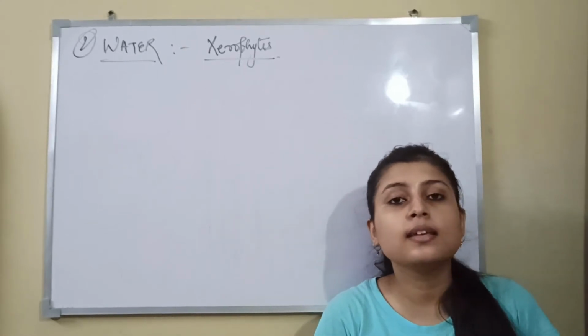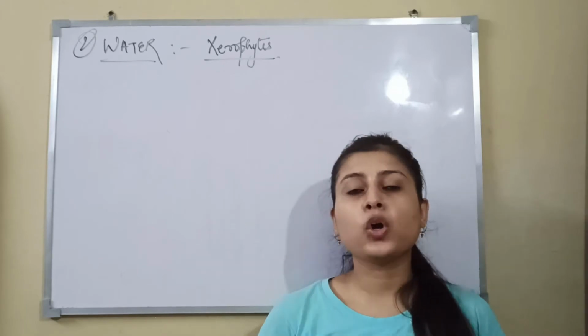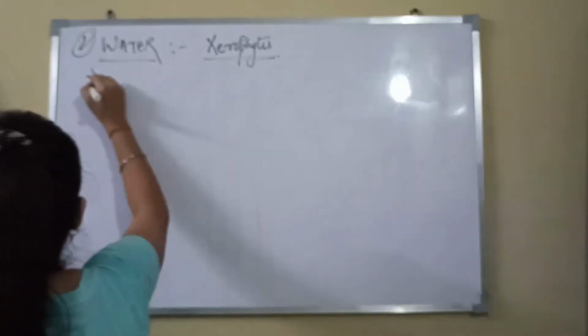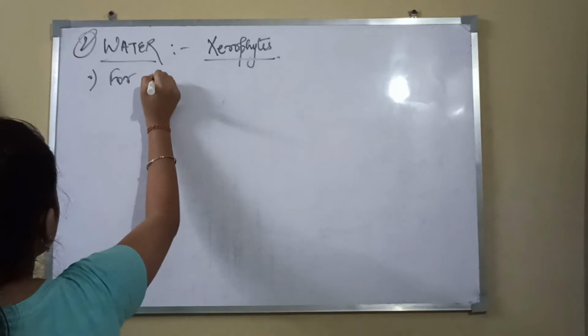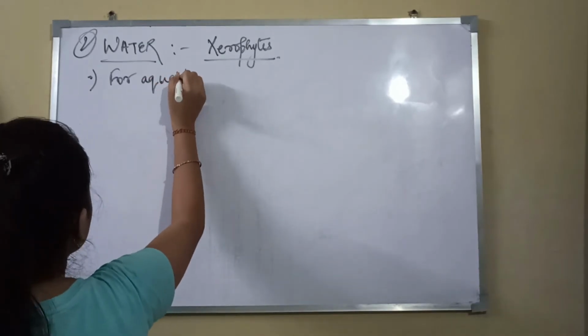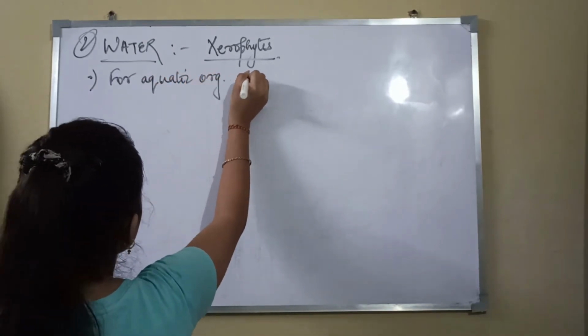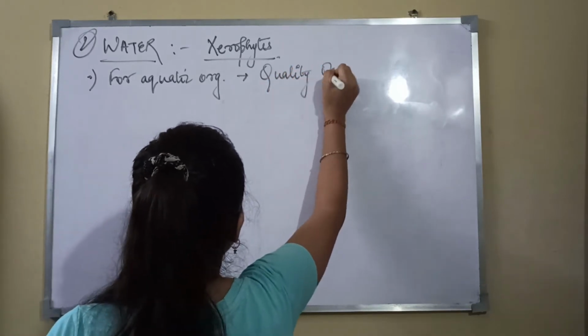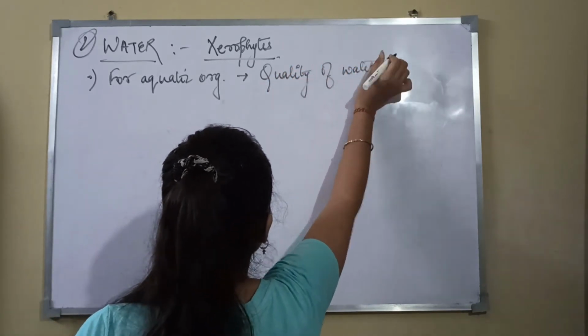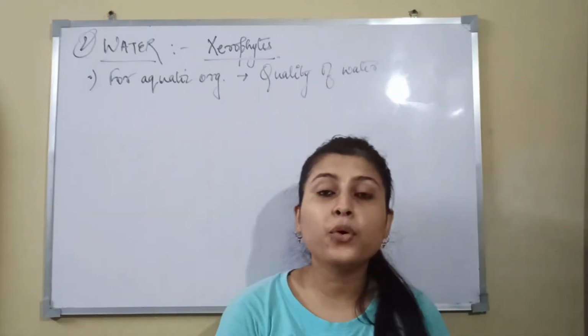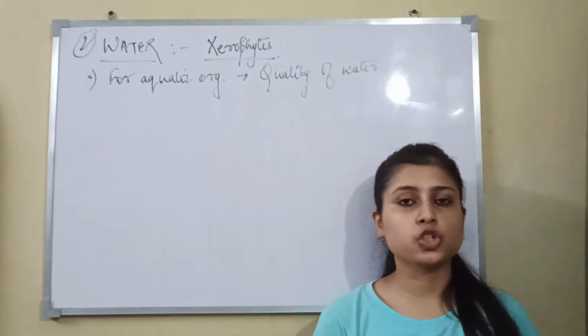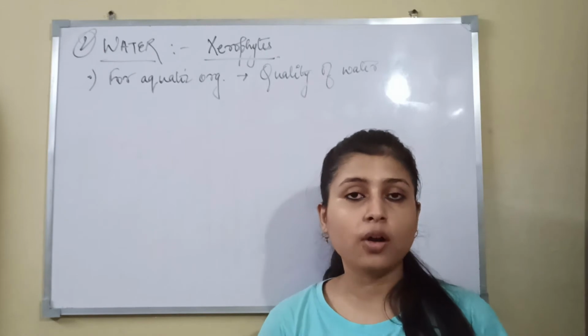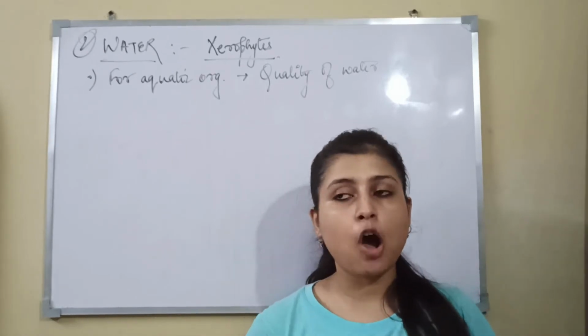But it is not like that. For aquatic organisms, what matters is the quality of water. What do you mean by quality of water? That means its chemical composition, how much oxygen is dissolved, how much pH is there, how much temperature is there.